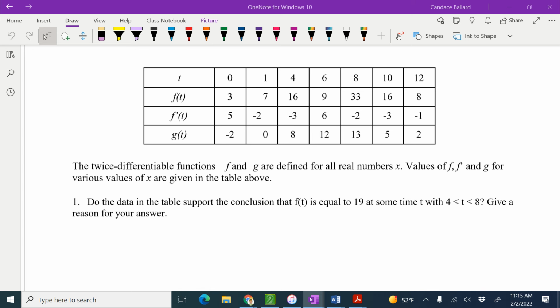So we've got twice differentiable functions f and g. They're up there, are defined for all real numbers. We've got the values of f prime, and g for various values of x are given in the table.